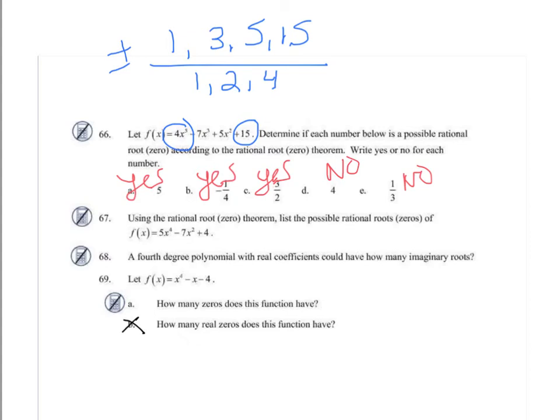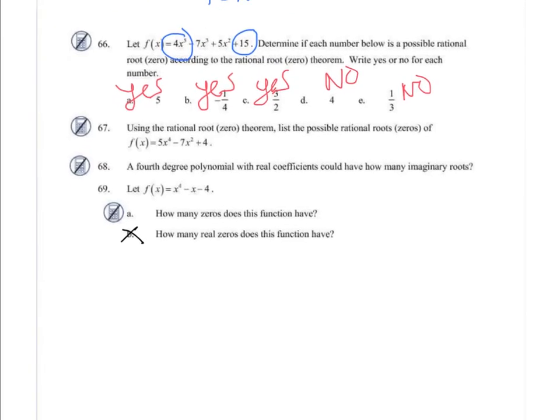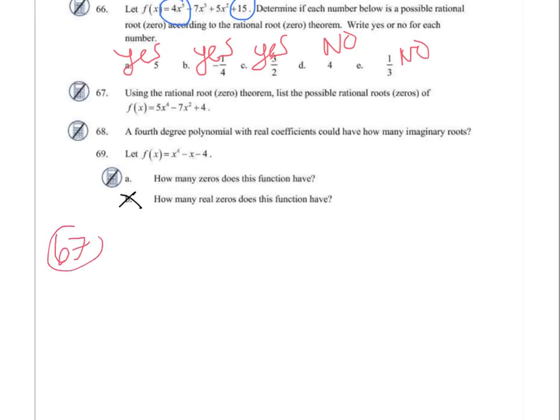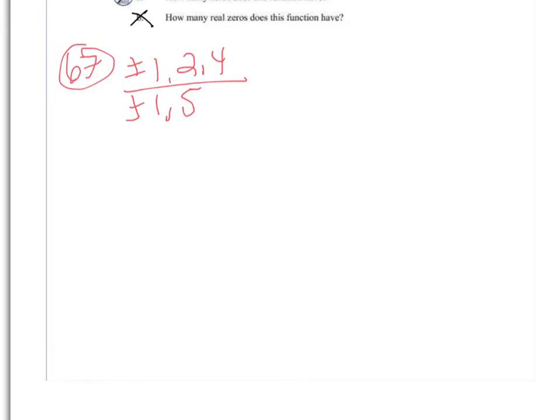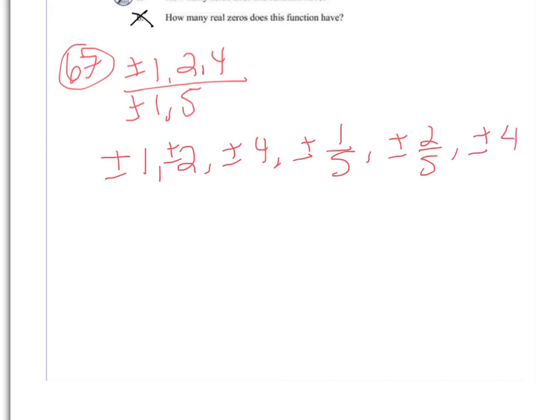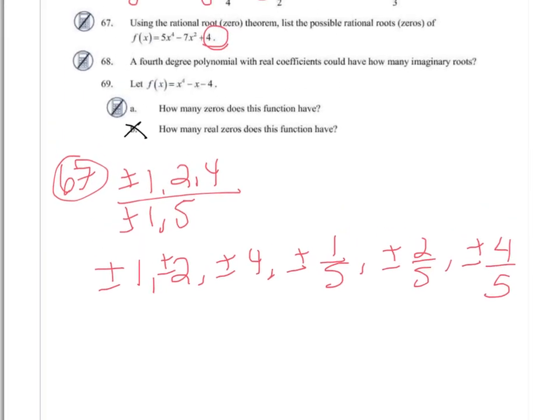Okay, so 67 just says list the possible rational roots. I can do that down here. So I like to set myself up to begin with the factors of the constant divided by the factors of the leading coefficient. And now we have to list them all out. So I'm going to do every possibility. 1 over 1, 2 over 1, 4 over 1, 1 over 5, 2 over 5, and 4 over 5. But they all have to be plus or minus. And there's all of our possible rational zeros for number 67.